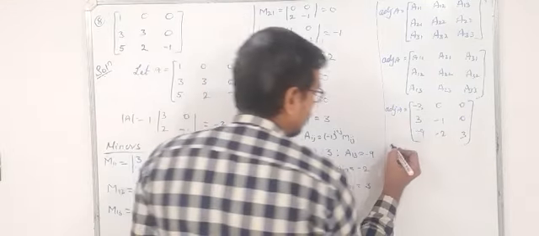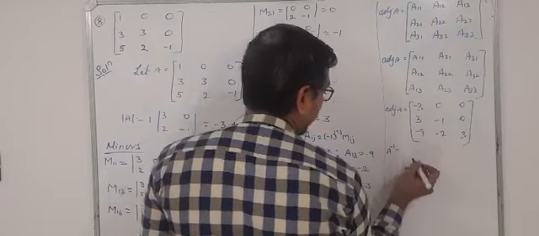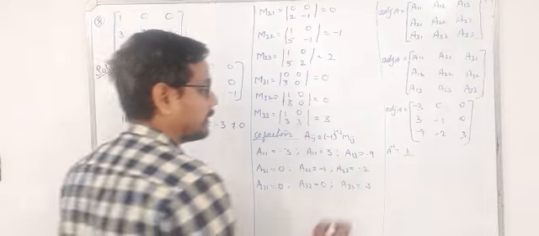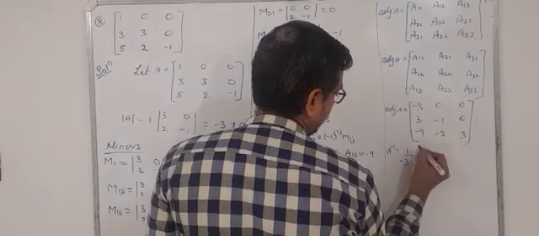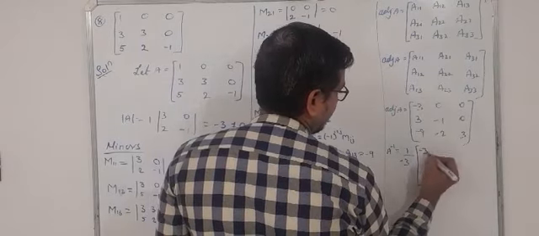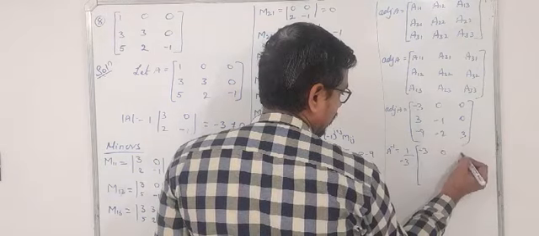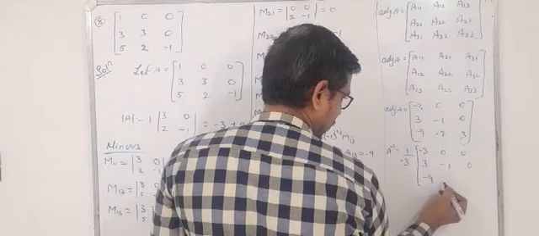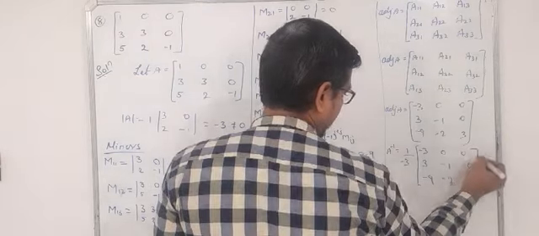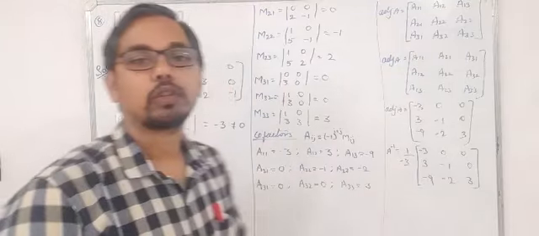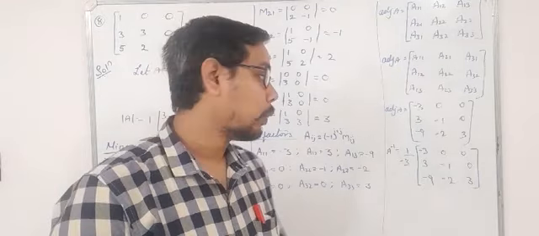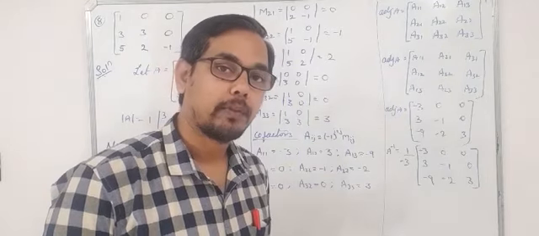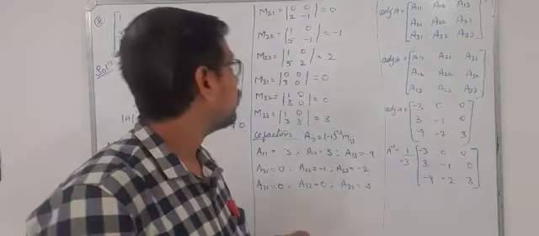Now A inverse is 1 upon determinant A. 1 upon, what is determinant A here? Minus 3. Times the matrix minus 3, 0, 0, 3, minus 1, 0, minus 9, minus 2, 3. So this will be our required A inverse. Now what you can do is take the minus inside and multiply. Negative numbers will become positive and positive numbers will become negative.